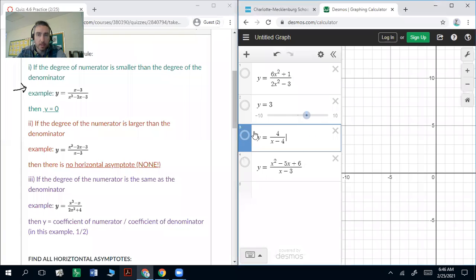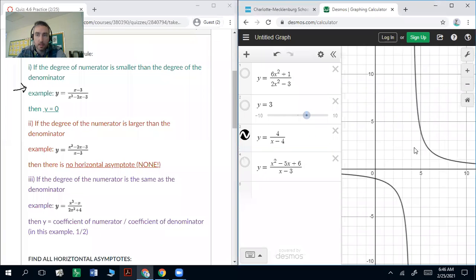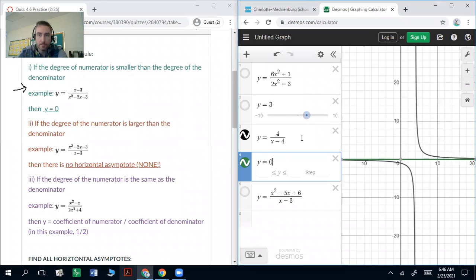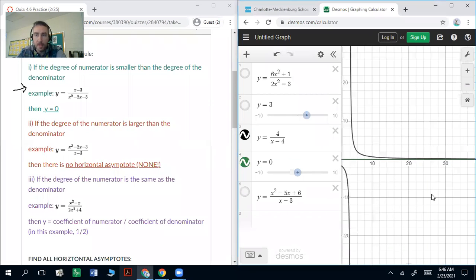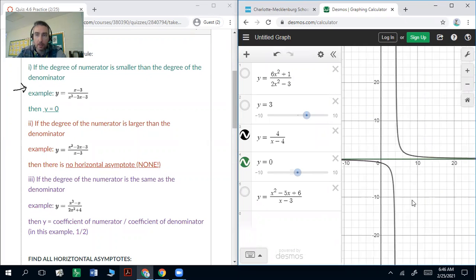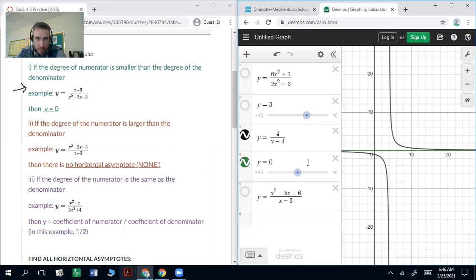So take a look here, see if you understand that. And this graph here, if I were to put y equals 0, that would be the x-axis essentially. And again, this graph will not cross over it. So y equals 0 is an appropriate horizontal asymptote for that.